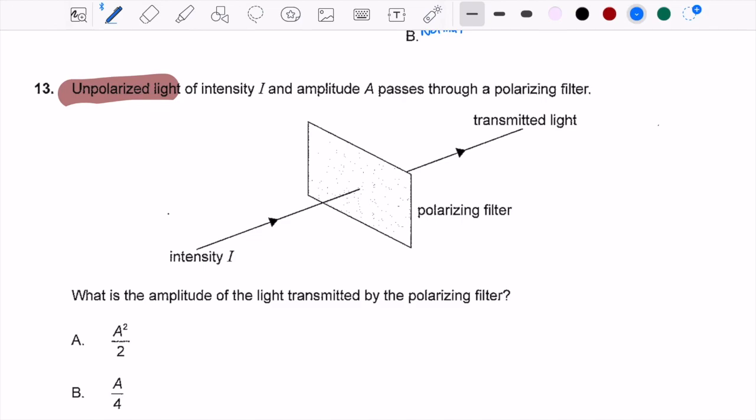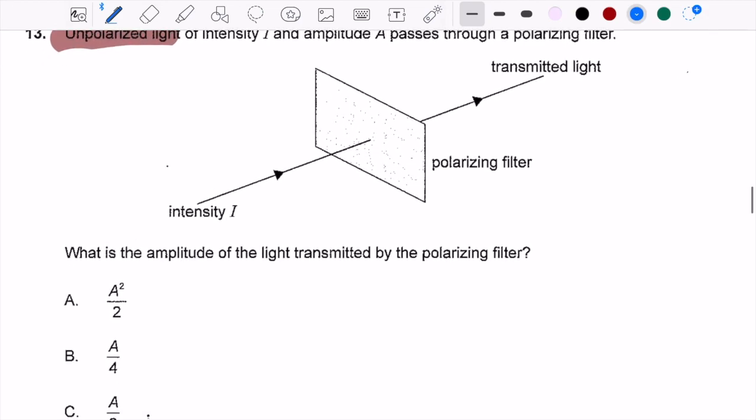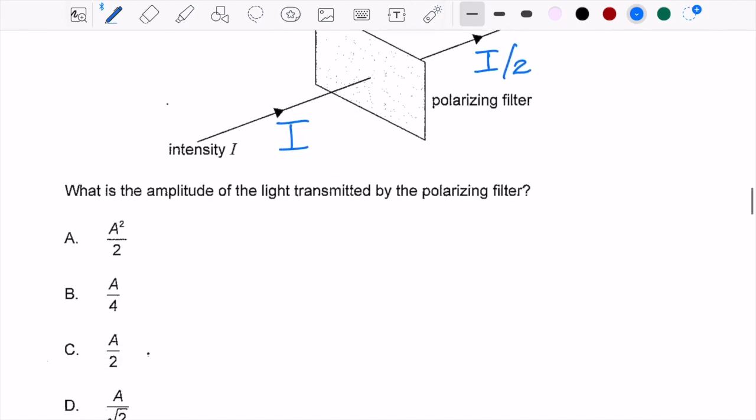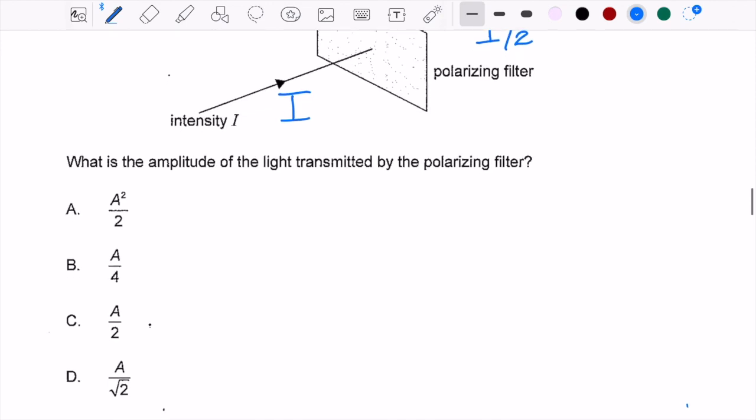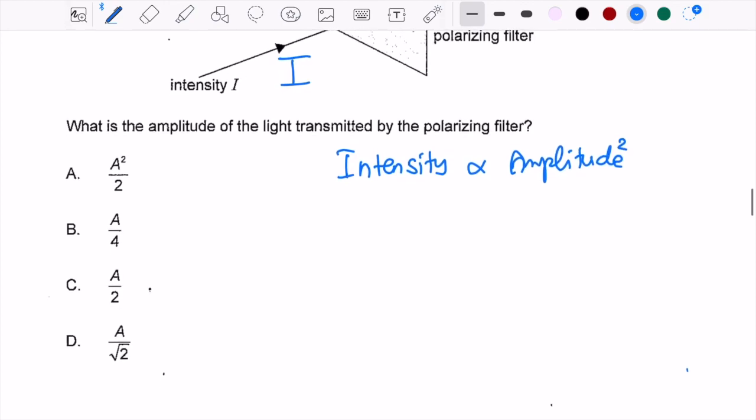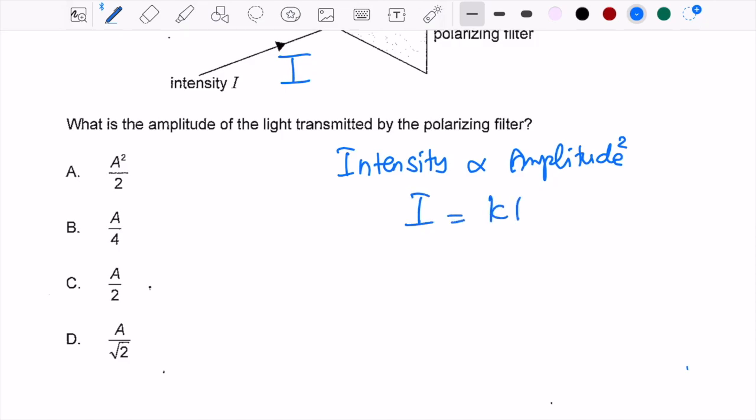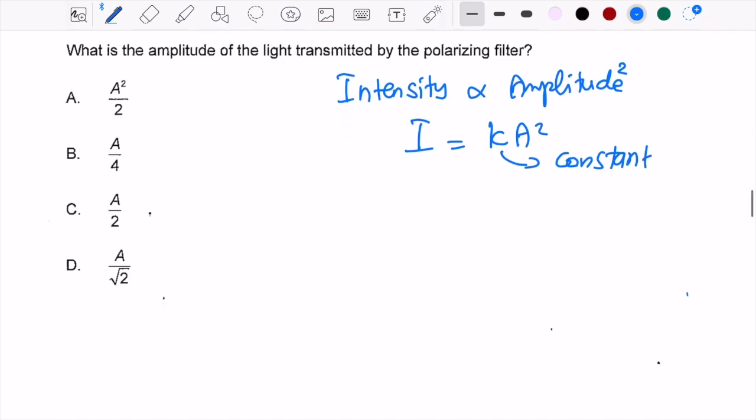Question number 13 is based on two ideas. First one, when an unpolarized light passes through a polarizing filter, the intensity reduces to half, right? Second thing, intensity of a wave is proportional to amplitude squared, right? From there we can write I equals k a squared. K is a constant.